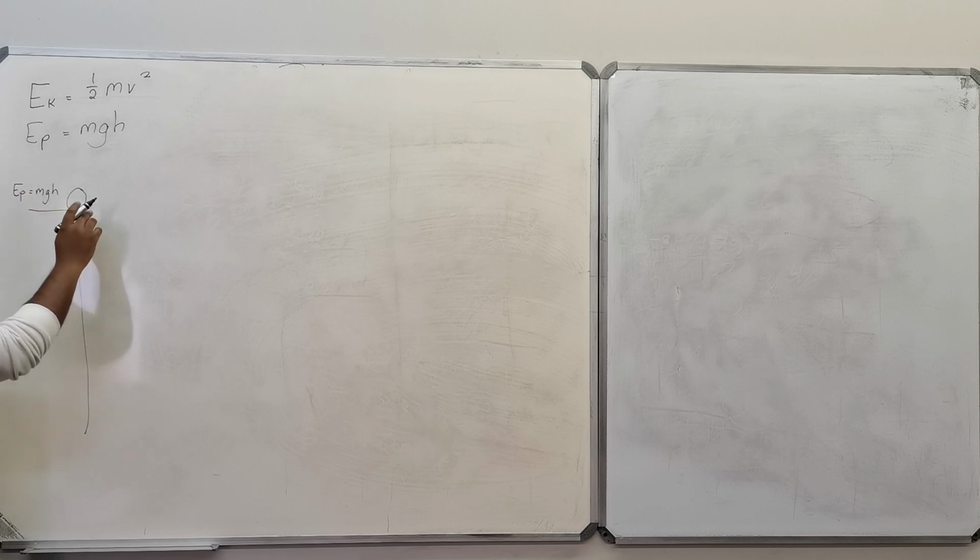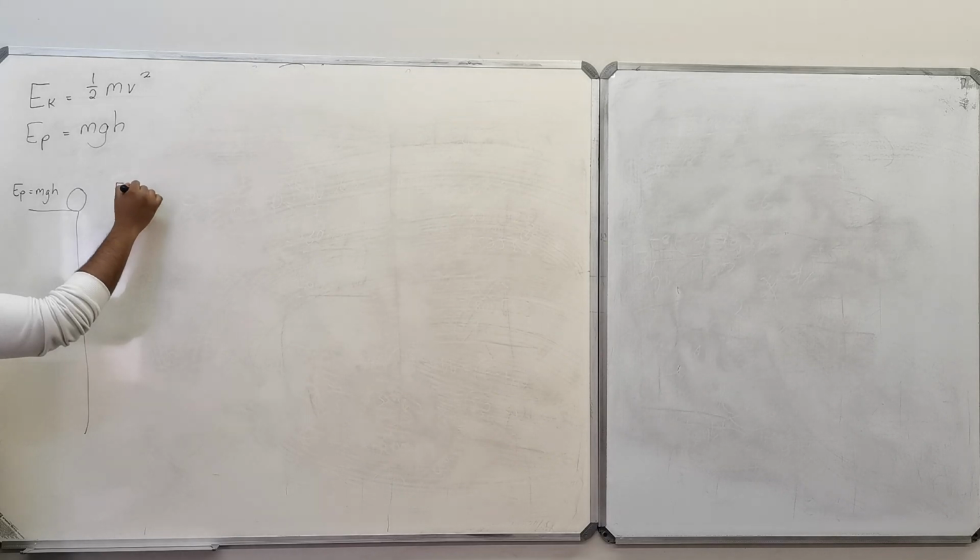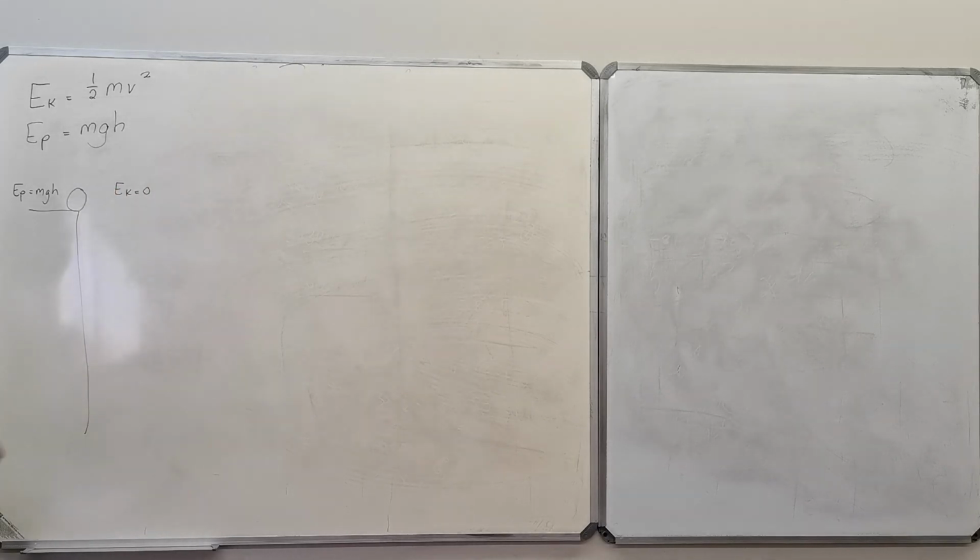Yeah. But won't it also have kinetic energy as well? Right? So, say there's a ball resting here. At this point where it rests, it has potential energy, which is equal to mgh. Its kinetic energy at this point would be equal to zero because there's no motion.